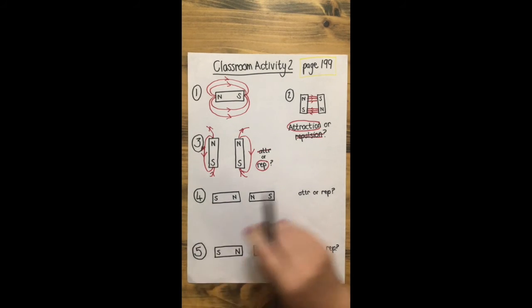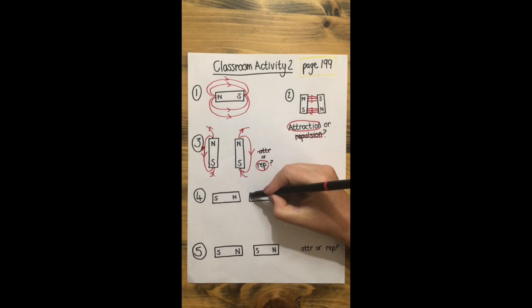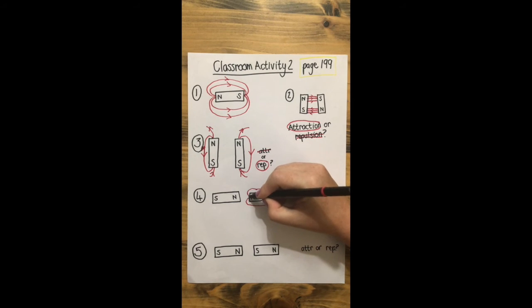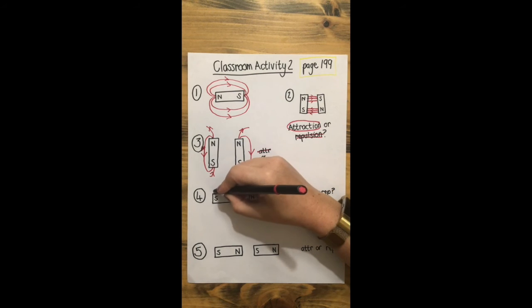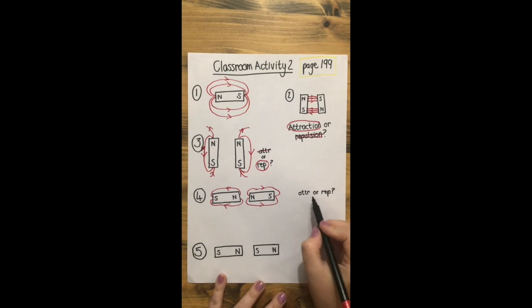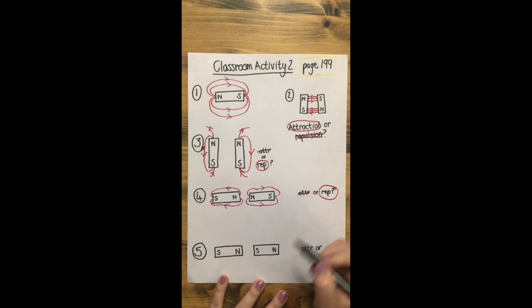Right, number 4. We have, again, two like poles. So what will happen over here is this will be deflected away down this way. This will be deflected straight away. Okay, and this would be deflected straight away. It would obviously not be attraction. They are like poles, therefore it is repulsion.